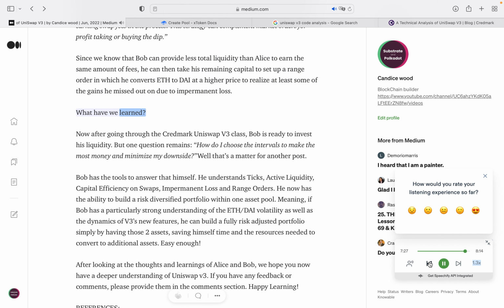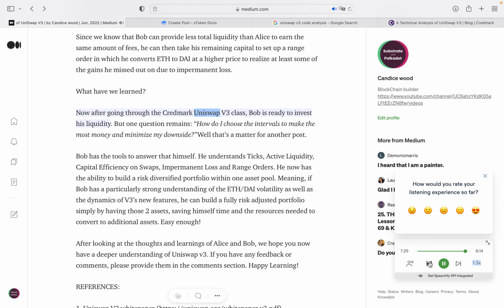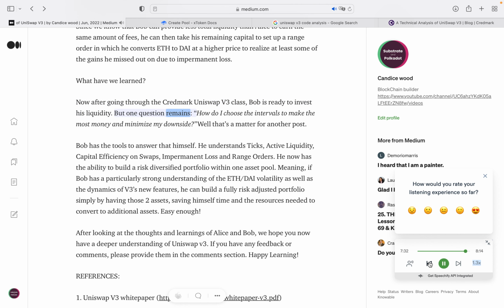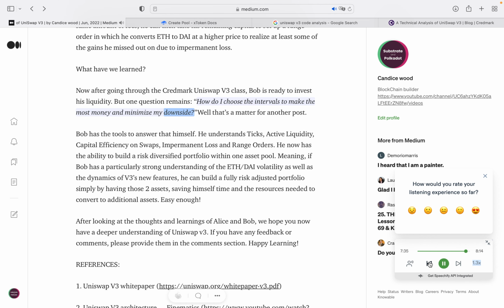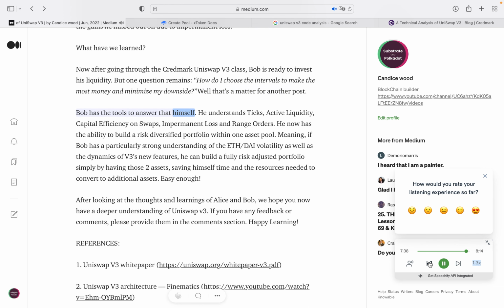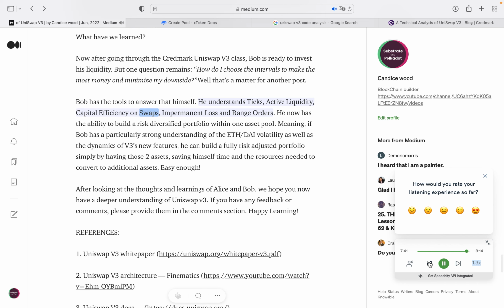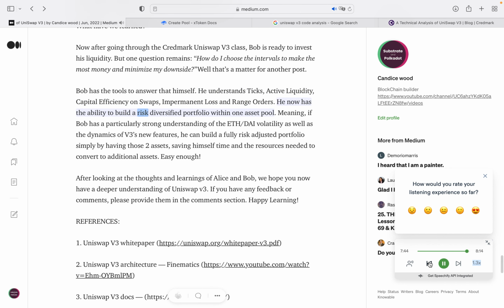What have we learned? Now, after going through the Credmark UniSwap V3 class, Bob is ready to invest his liquidity. But one question remains. How do I choose the intervals to make the most money and minimize my downside? Well, that's a matter for another post. Bob has the tools to answer that himself. He understands ticks, active liquidity, capital efficiency on swaps, impermanent loss, and range orders. He now has the ability to build a risk-diversified portfolio within one asset pool.